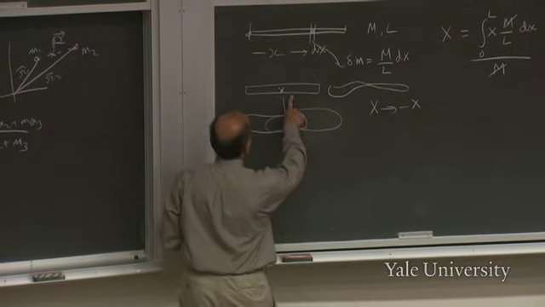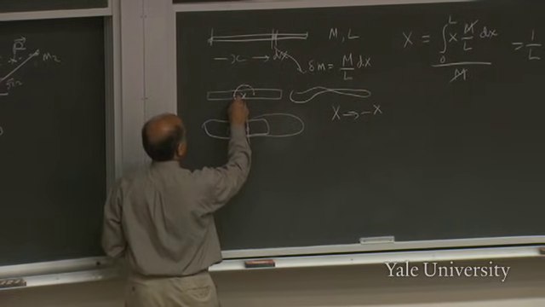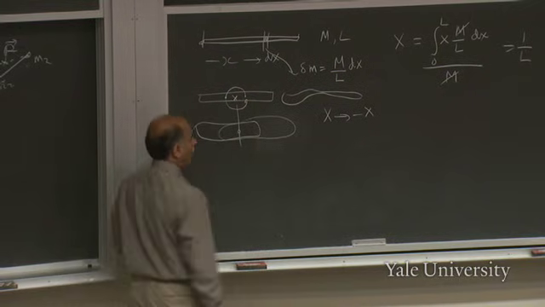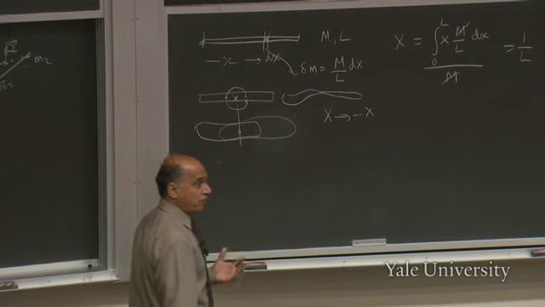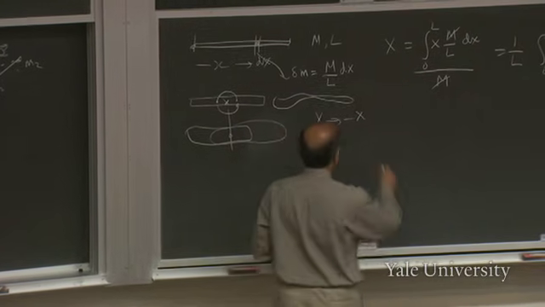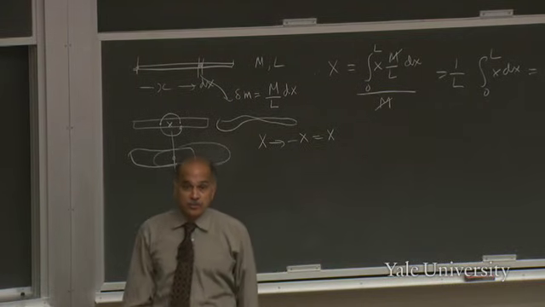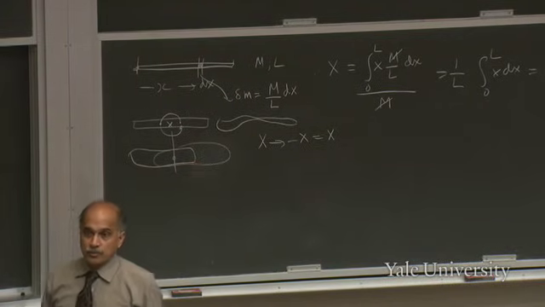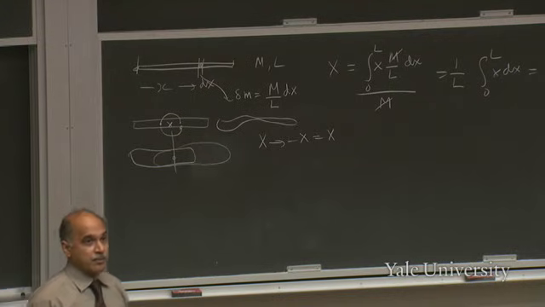But now take this rod and transport every particle to its negative coordinate, and you take that guy and put it here, the rod looks the same. If the rod looks the same, the center of mass must look the same. That means minus x has to be equal to x itself, and the only answer is x equal to 0. So without doing any detailed calculation, you argue that the answer is x equal to 0.